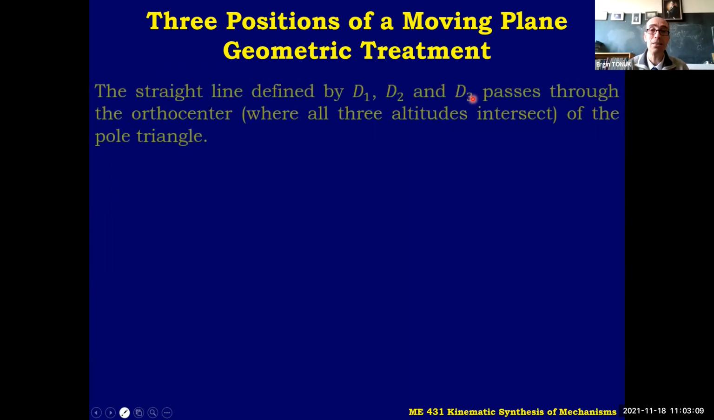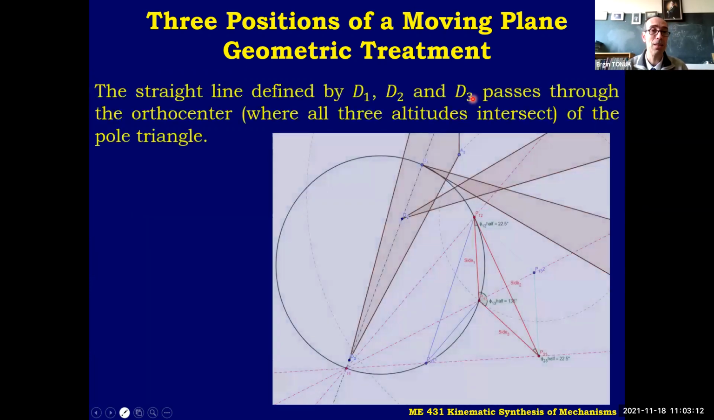Well, we have another important property. The slider axis, or the straight line defined by D1, D2, D3, passes through the orthocenter of the pole triangle. That is actually all three altitudes of the pole triangle intersect. So that's another important property.